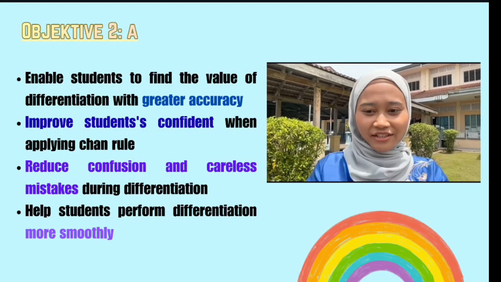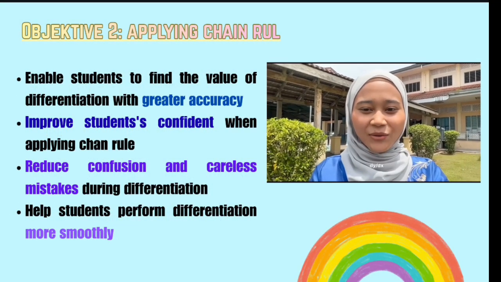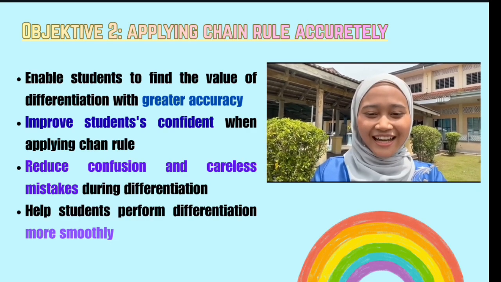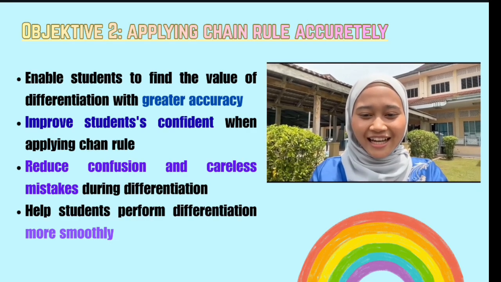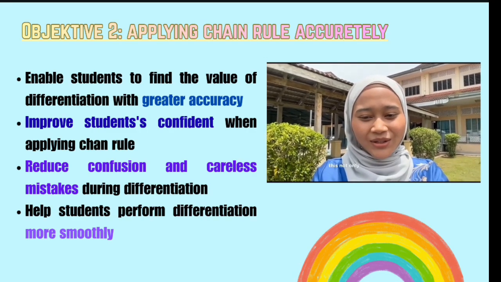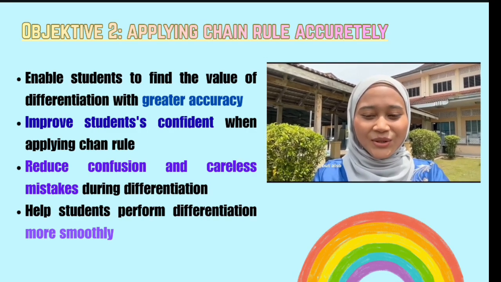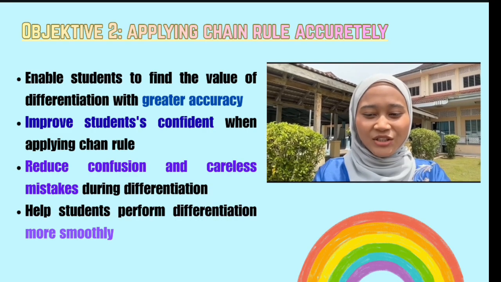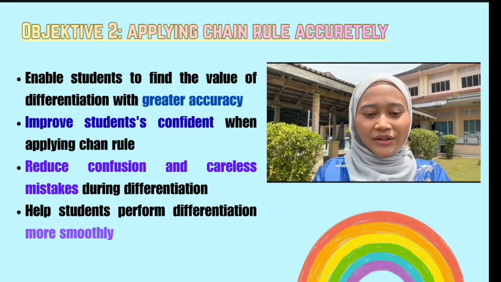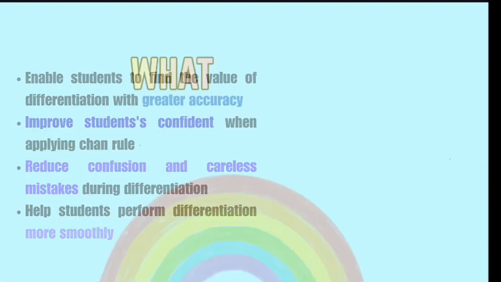The second objective is to help students find the value of dy dx more accurately and with greater confidence. When students can clearly identify the inner and outer function, they are able to apply the chain rule correctly without confusion. This not only reduces careless mistakes but also makes the process of differentiation smoother and less stressful, allowing them to feel more assured when solving derivative problems.